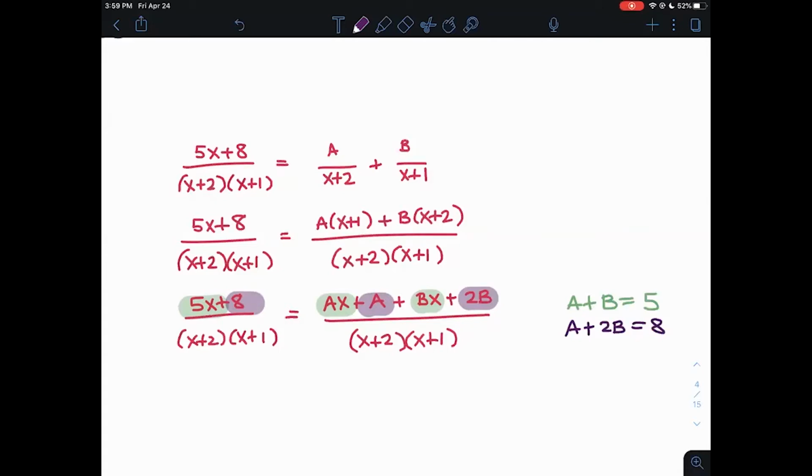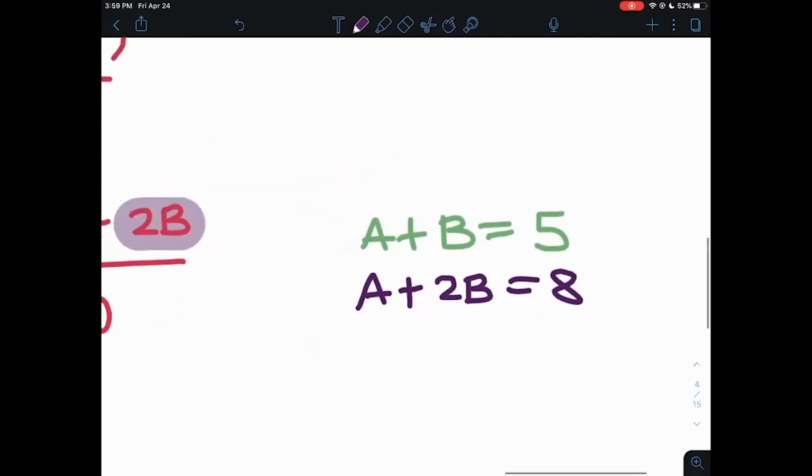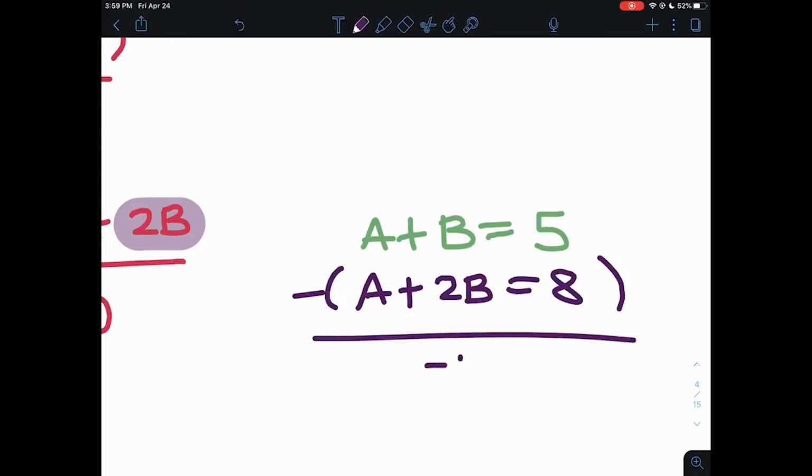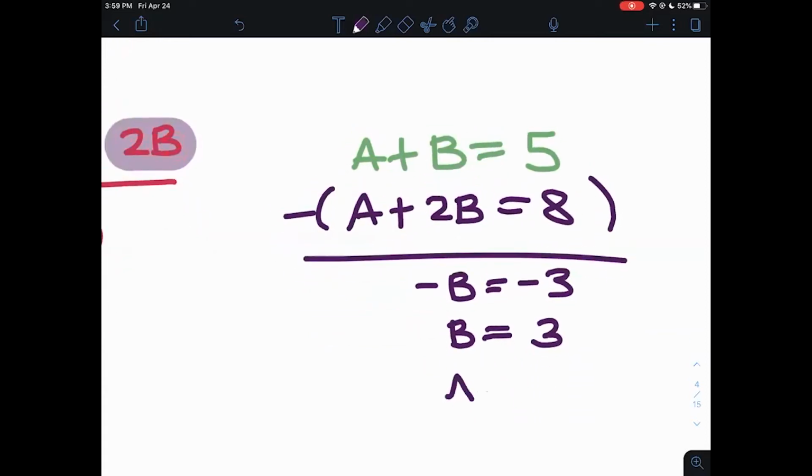And now, I went off to the side again. Now I created for myself a linear system of equations. And I can solve this by substitution. I can solve this by elimination, whatever method is easiest. I'm just going to subtract, in this case, the second equation from the first and get negative b equals negative 3, which will tell me that b equals 3, and then therefore a equals 2. So b equals 3 and a equals 2.